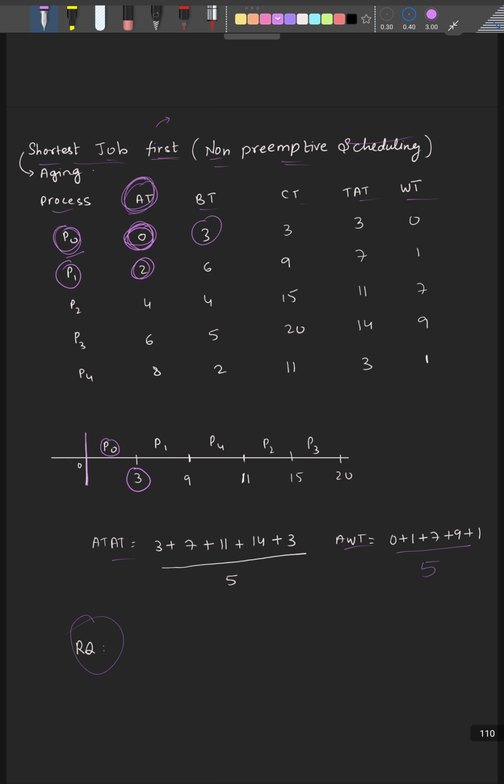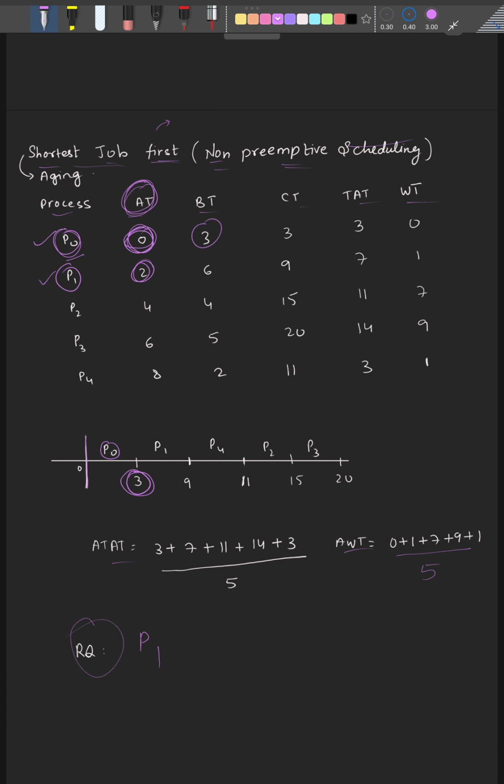Then when the burst time is 3, basically at that time in the ready queue we can have process 0 and process 1, but as process 0 is done, we only have process 1 in the ready queue. As we have only process 1 now in the ready queue, its burst time is 6. So 3 plus 6 will be equal to 9. And after that, now we have 9.